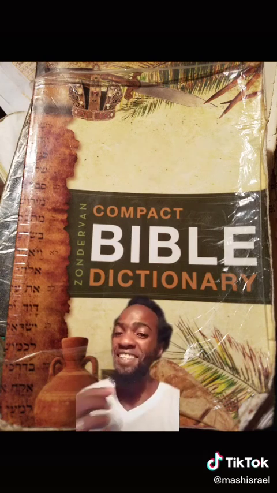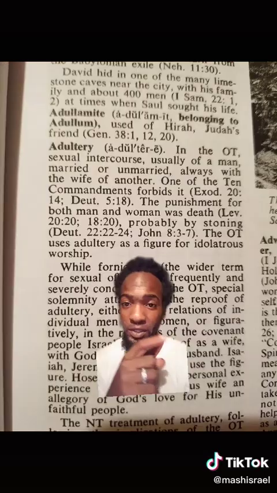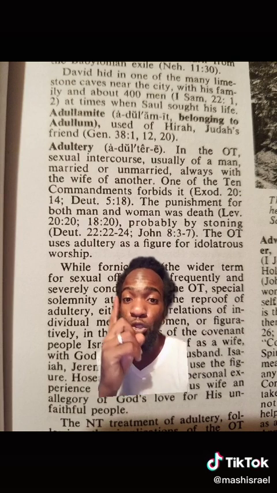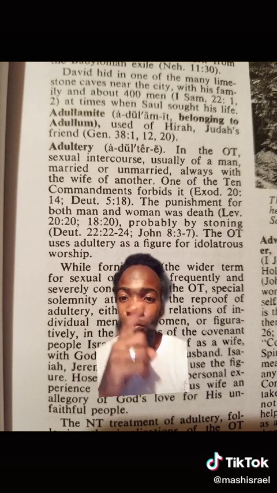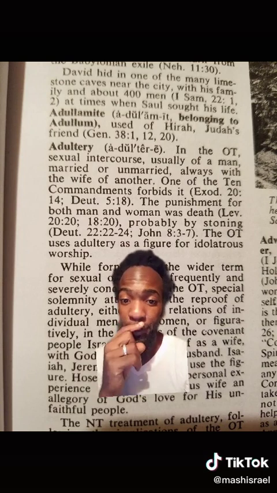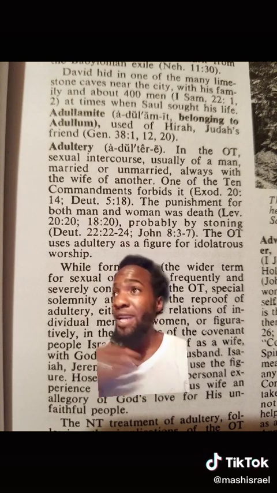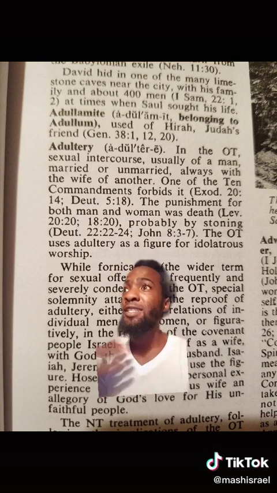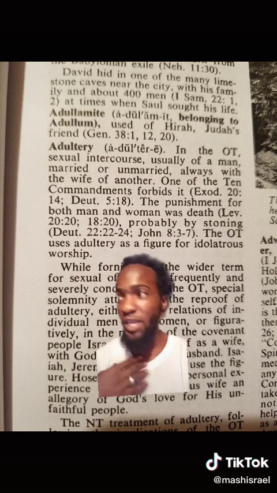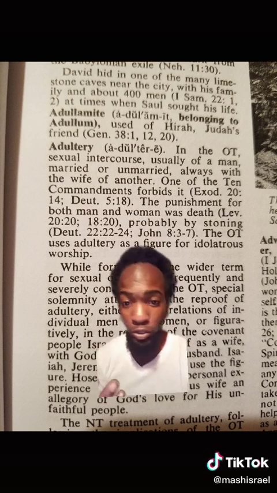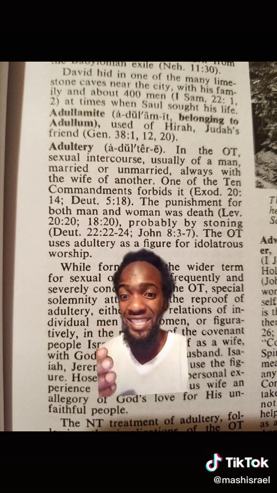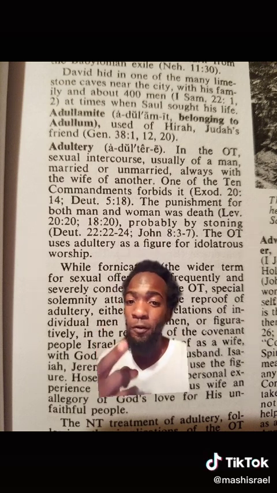This is the Zondervan Compact Bible Dictionary. Holy Bible. The meanings of words. Adultery. In the Old Testament, sexual intercourse, usually of a man married or unmarried, always with the wife of another. So say I wasn't married and I got with the next man's wife. That's adultery. Or say I was married and this woman came and got with me, who's not married. That's still adultery. Because we're not planning to stay together after that. It's just random sex.